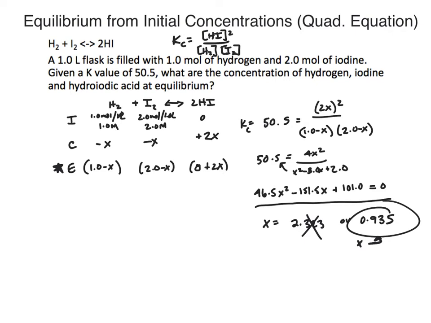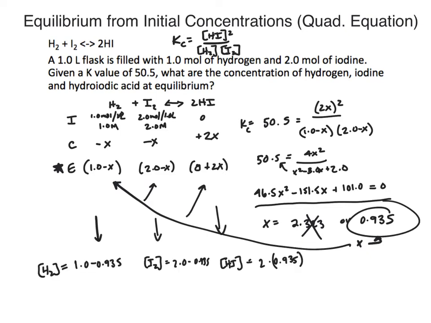Okay, so we're going to take this x and plug it into each of these values here. So we've plugged each of these into the equilibrium slots here, and those subsequently give us the following answers. So now that we have these answers for our concentrations at equilibrium, we can actually check ourselves by plugging back into the equilibrium expression and comparing that to the Kc value that we were provided.